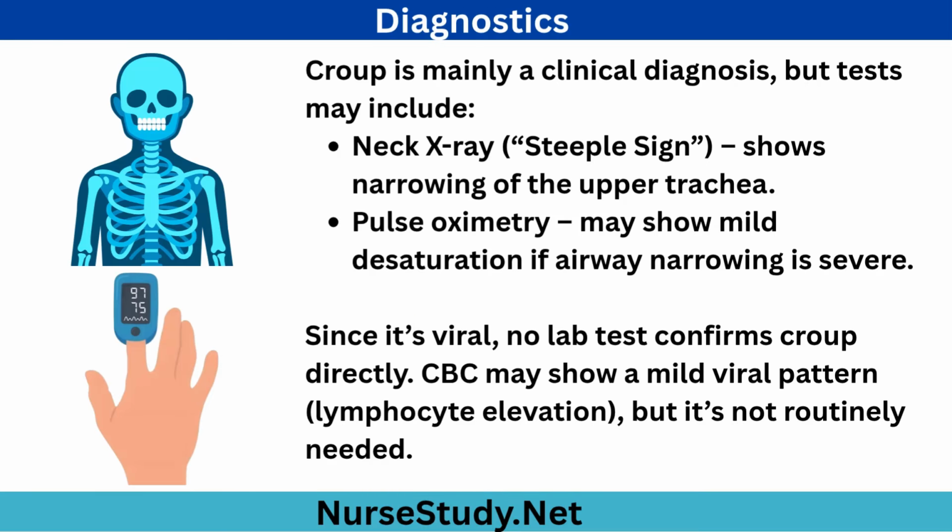Diagnostics. Croup is mainly a clinical diagnosis, but tests may include a neck X-ray, where the steeple sign shows narrowing of the upper trachea. Pulse oximetry may show mild desaturation if airway narrowing is severe. Since it's viral, no lab test confirms croup directly. CBC may show a mild viral pattern, lymphocyte elevation, but it's not routinely needed.